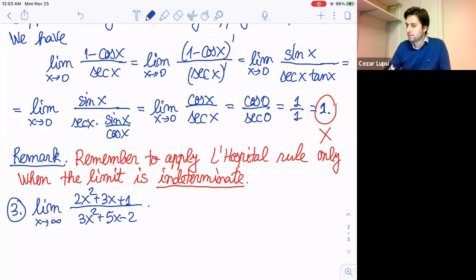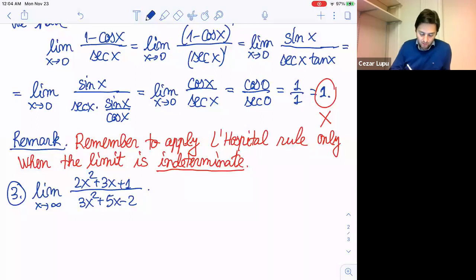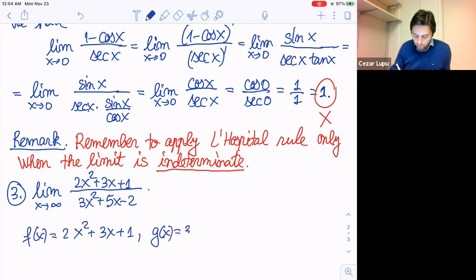I think I told you in the last lecture that you can factor x squared, the highest term on both the top and the bottom, and then you can just force it as a common factor on the numerator and the denominator, and then you can do some computations. Anyway, I'll leave it to you to do that as an exercise. Now I would like to use L'Hopital rule. So in this case, f of x is 2x squared plus 3x plus 1, and g of x is 3x squared plus 5x minus 2.